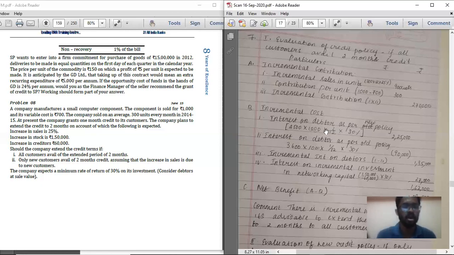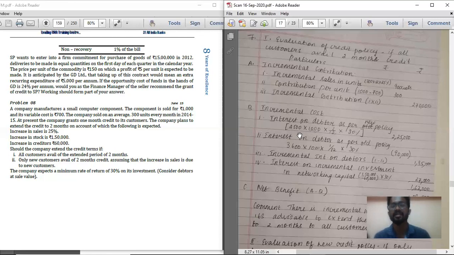So see, how much is the interest on debtors as per new policy? Total sales is 3,600 plus 900 units increment, so 4,500 units I'm selling. At what value am I selling? Here, if they had given fixed cost value, I would have taken this at cost itself, that is cost of goods sold. Whereas here the fixed cost value is not given, so I am going with the sales value itself.